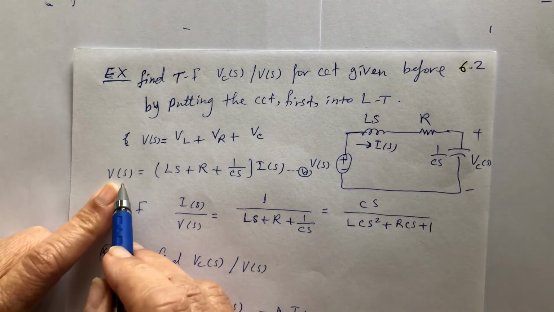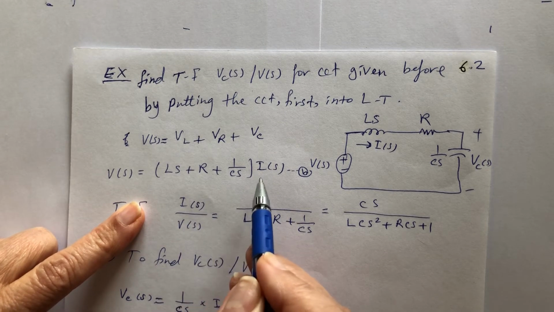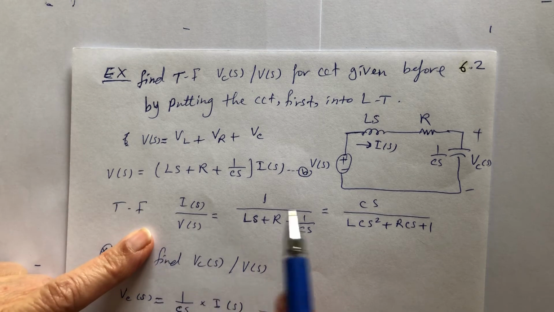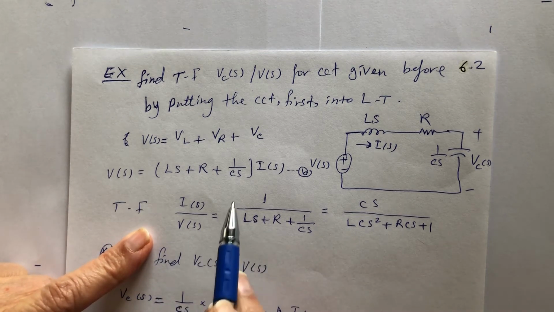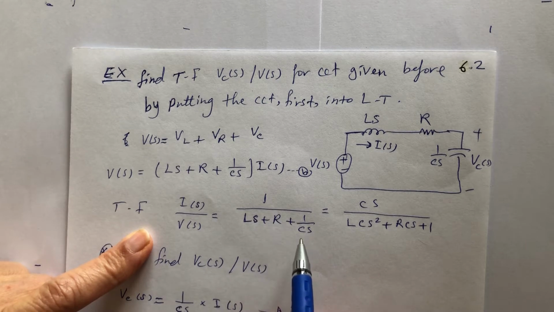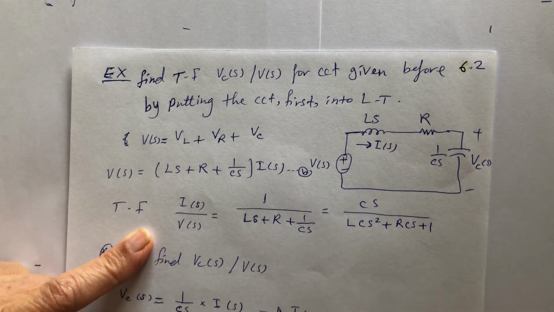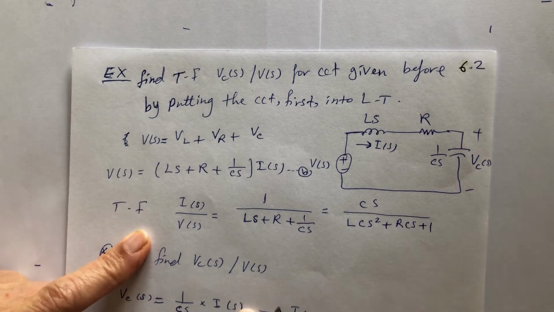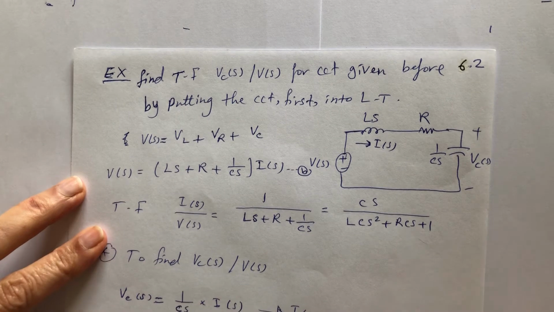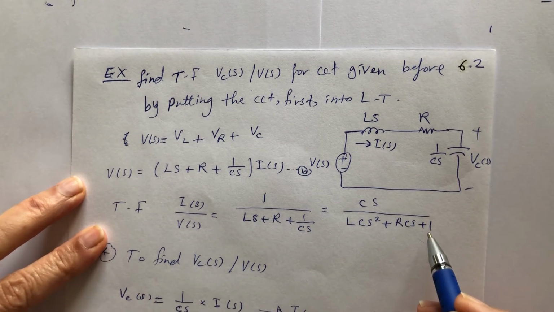So I'll say V of S will equal LS plus R plus 1 over CS times I of S. Okay, so for the transfer function, if I want I over V, it will be 1 over LS plus R plus 1 over CS, and multiply both denominator and numerator by CS. Then you will get CS over LC S squared plus RCS plus 1.